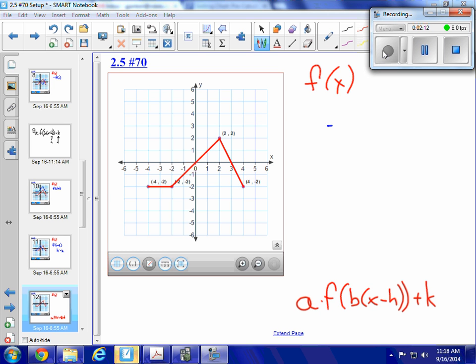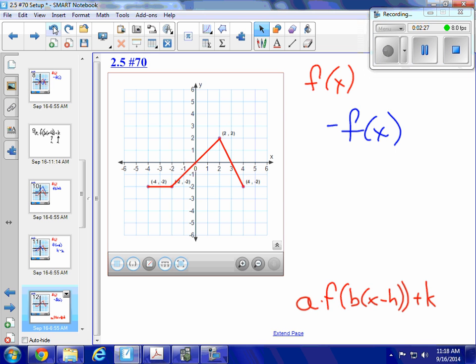Next, I want to do negative f of x. Well, that negative sign is as if it was in front of the a right here. It's outside the function. It's not inside the function. So I want to then reflect everything over the x-axis. The negative sign in front of the a means I want to reflect everything over the x-axis, and that's the transformation that I'm going to do first, because I like to work on transformations left to right.